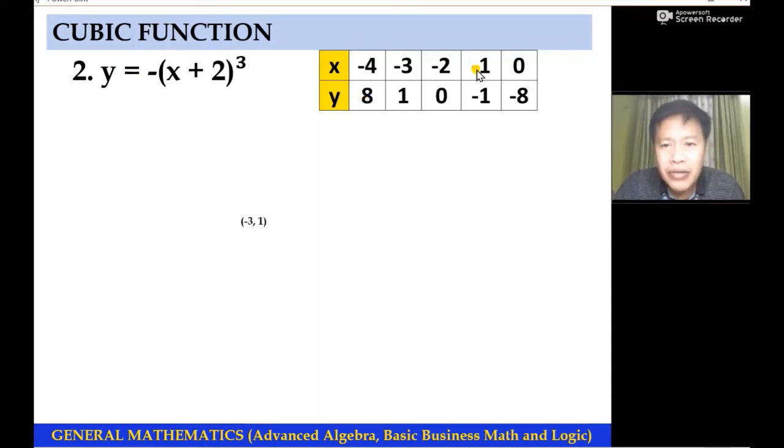If x is equal to negative 1, negative 1 plus 2 is 1. 1 raised to 3 is 1. 1 times negative 1 is negative 1. If x is equal to 0, 0 plus 2 is 2. 2 raised to 3 is positive 8. Positive 8 times negative 1 is negative 8.